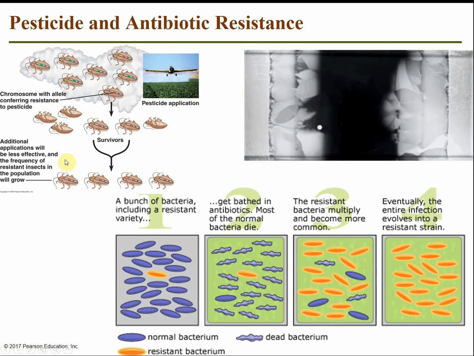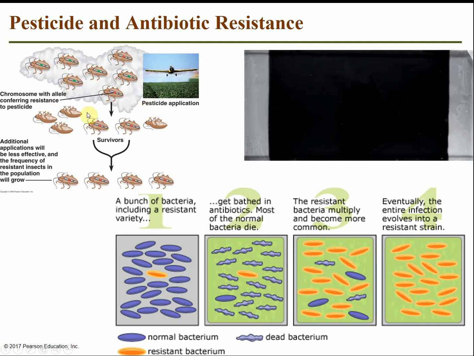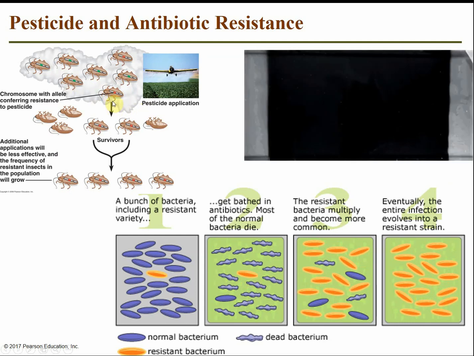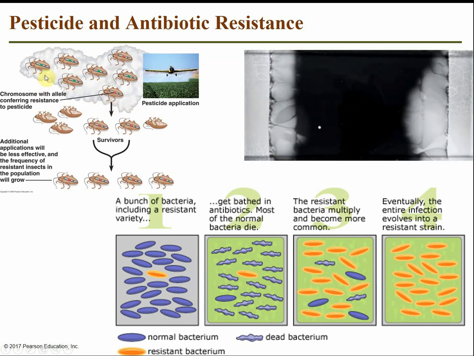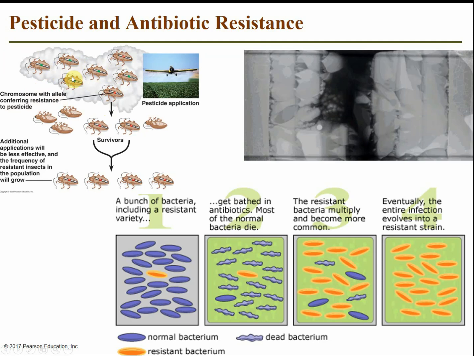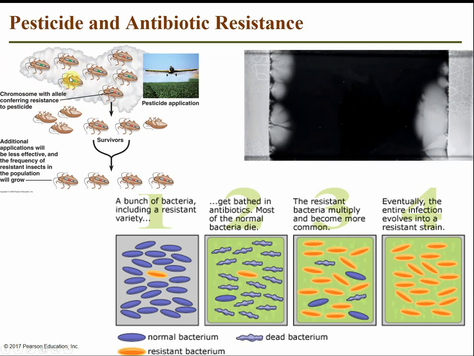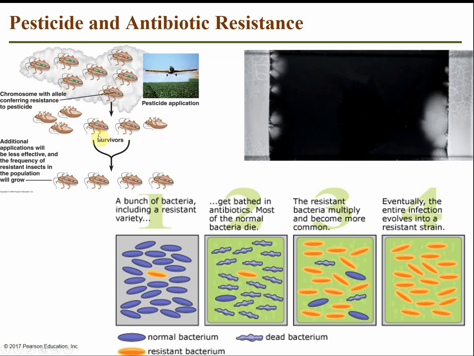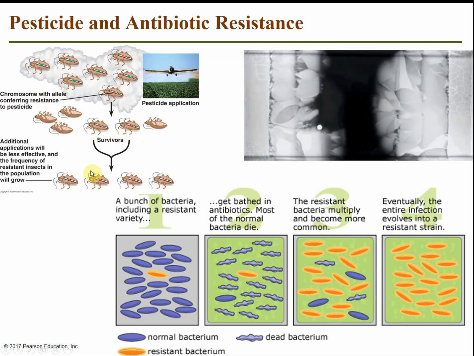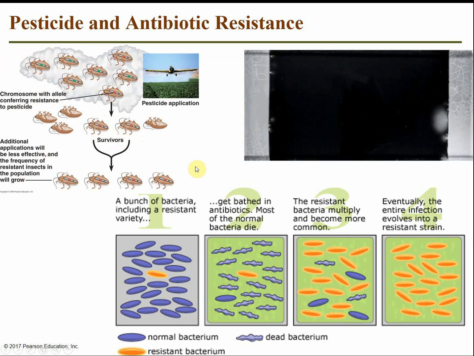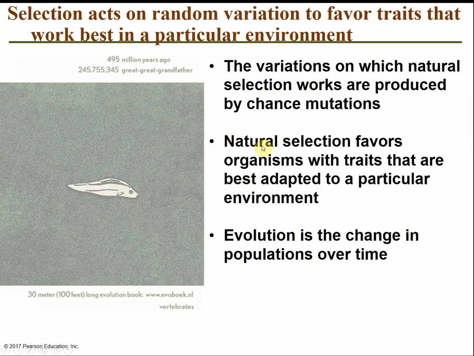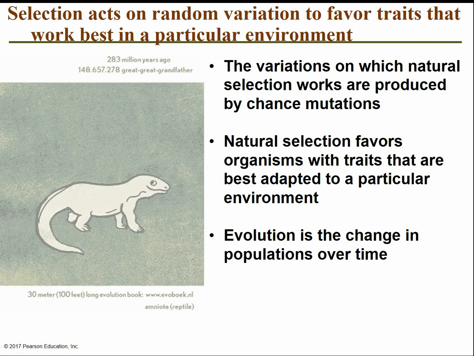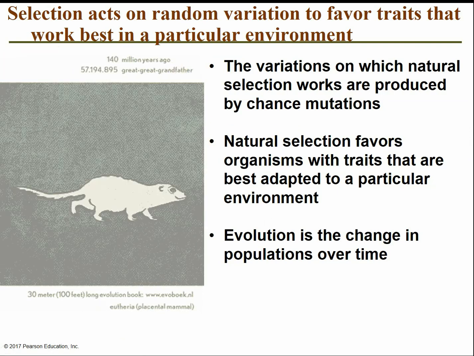We can see the same thing happening with pesticide application. All it really takes is for one mutant in the population to have some type of resistance gene. So we apply the pesticide, it kills all of the original beetles. Right? It only leaves the two that have that mutation. So now they're going to repopulate, and now the entire population becomes resistant to our pesticides. So again, selection acts on our random variation to favor traits that work best in a particular environment.